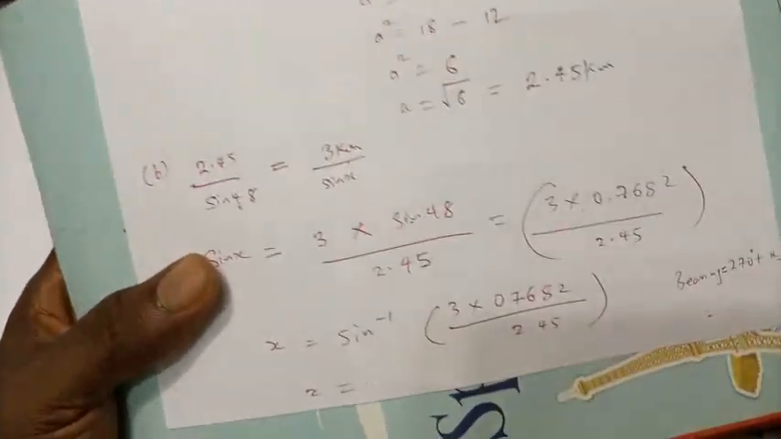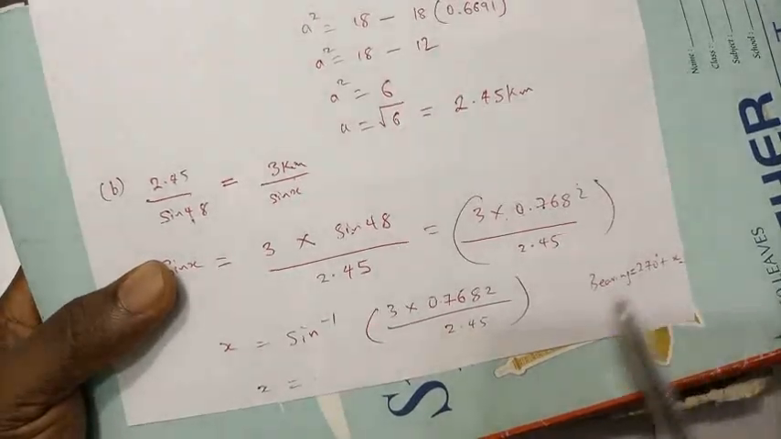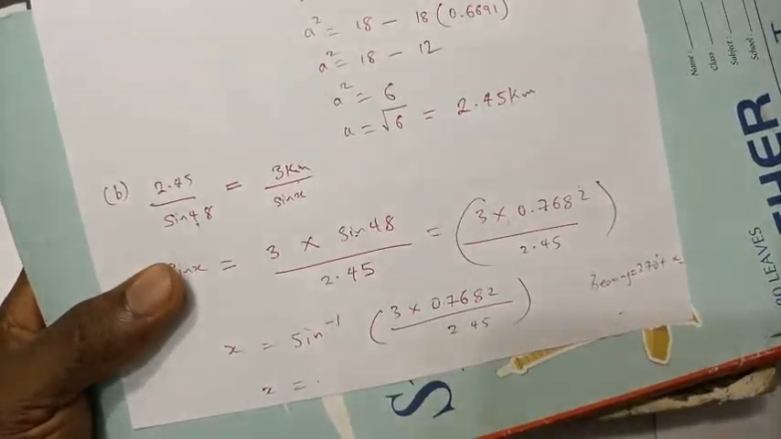Let's come down a little. Okay, so bearing is equal to 270 plus S and all that.